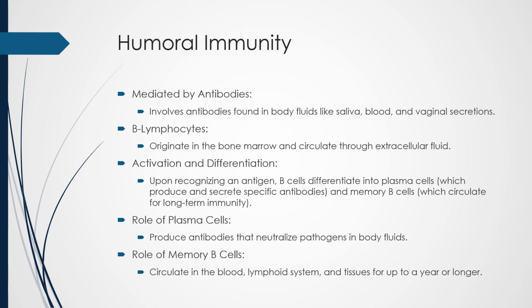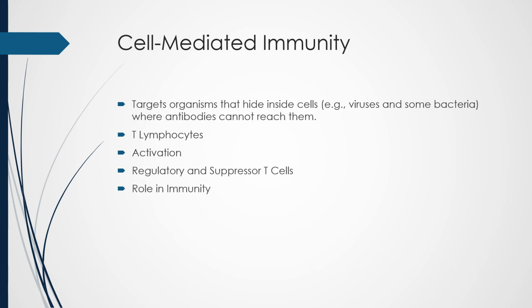Passive immunity is where antibodies can be transferred to another person via inoculation, placenta, or breast milk. This provides immediate temporary immunity. Cell-mediated immunity targets organisms that hide inside cells, such as viruses and some bacteria, where antibodies cannot reach them.